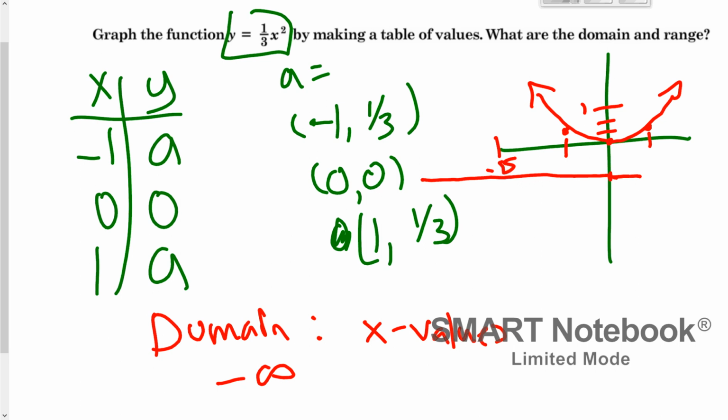Yeah. Can I plug in 1? Can I plug in 2? Can I plug in 15? Can I plug in 50? Can I plug in 100? Can I plug in a million? Yes, I can plug in all positives, so it goes to positive infinity. So our domain goes from negative infinity to positive infinity. It's your choice of x values. What can I plug in for x that I get an answer?